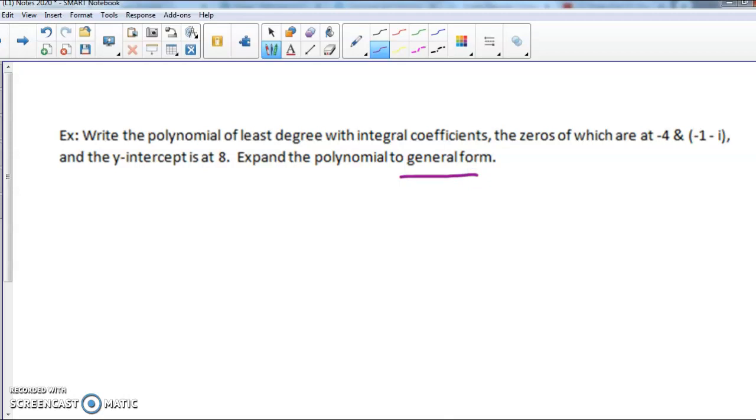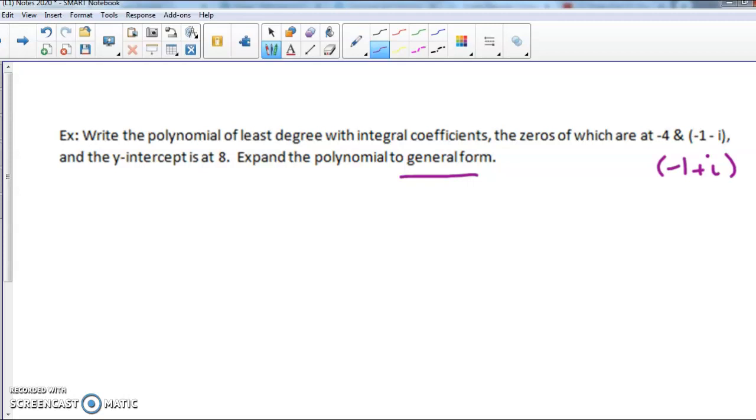If there is one at -4, that's fine. There's also one at -1 minus i. There's a third one at -1 plus i. So you need to get in the habit of, even if I don't tell you both imaginary zeros, they always travel in pairs. As long as I give you one, you can come up with a complex conjugate.